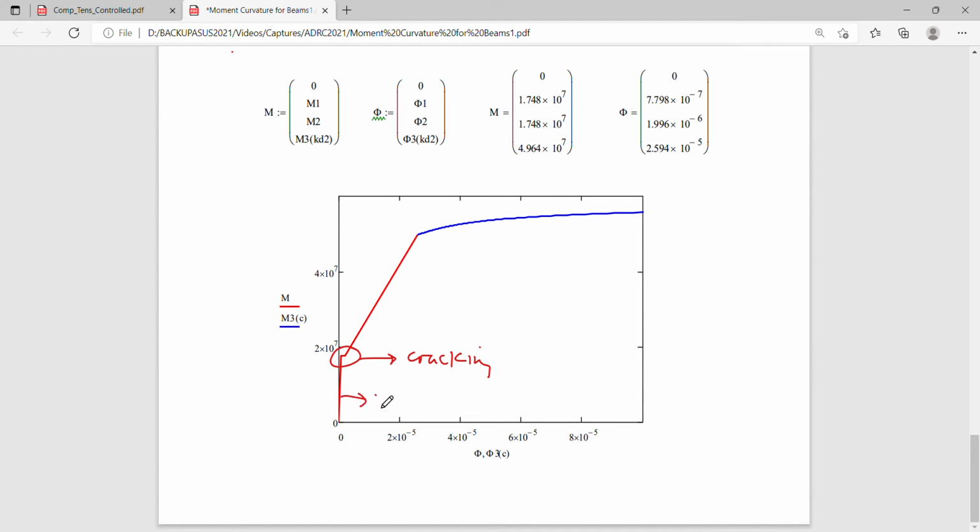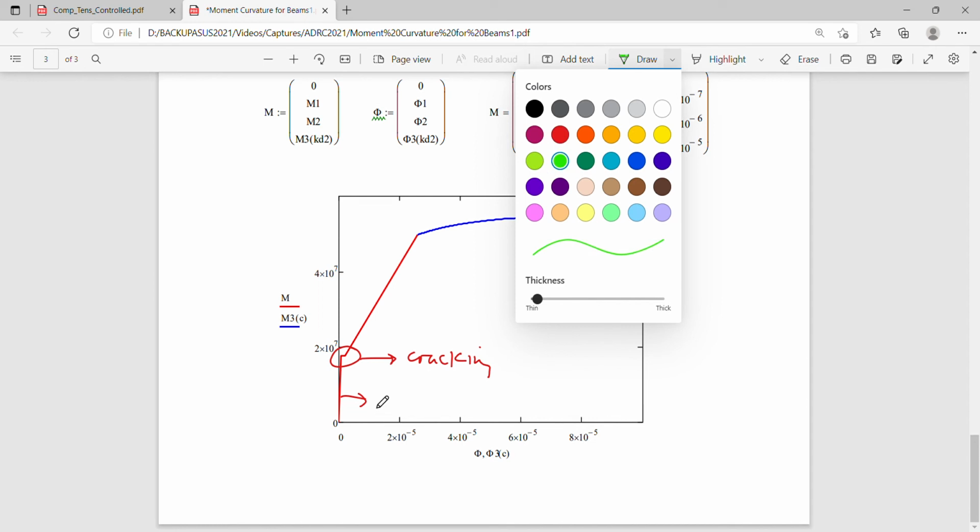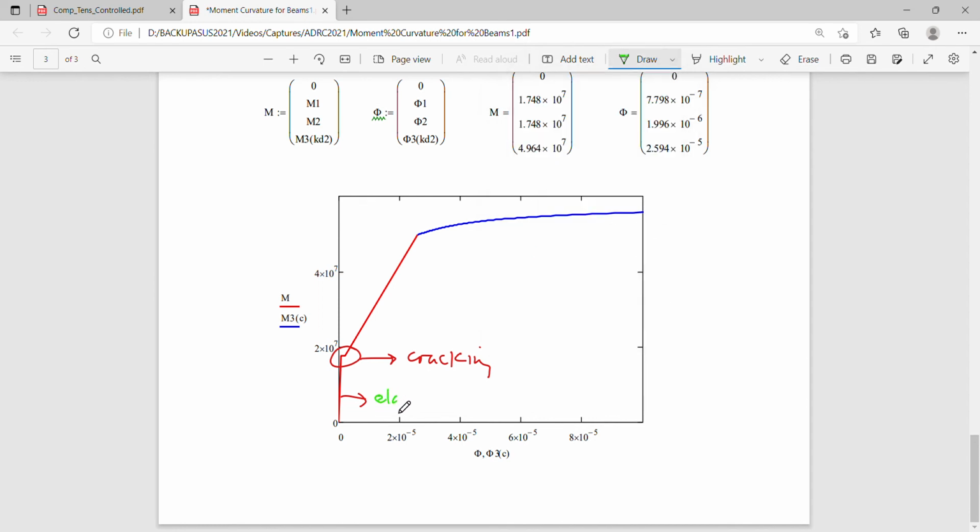So this is elastic, or let's use the term used in the presentation. This is the elastic uncracked. This is the elastic cracked, and this is the inelastic graph.